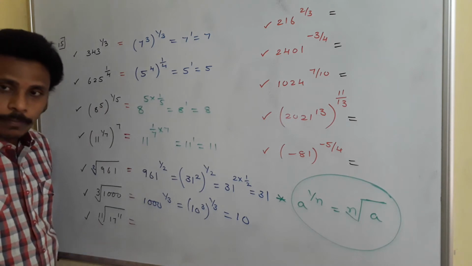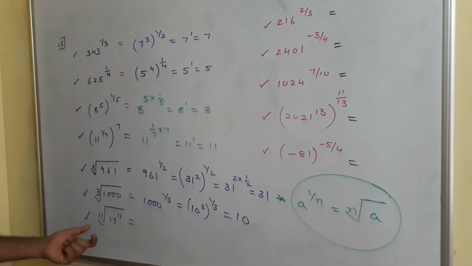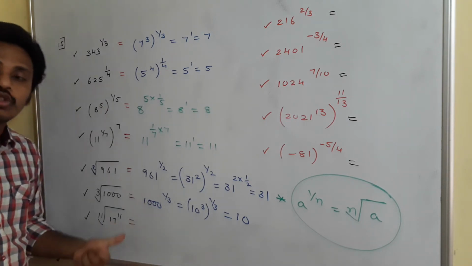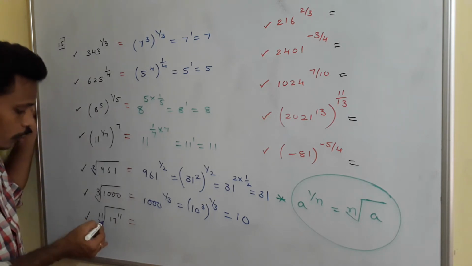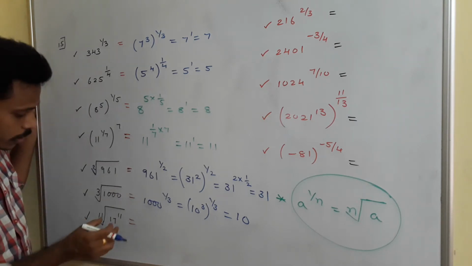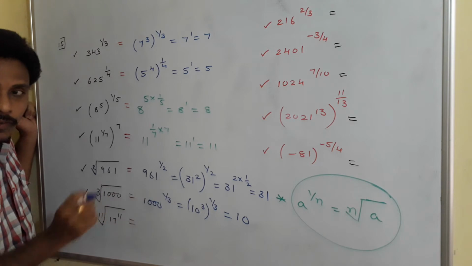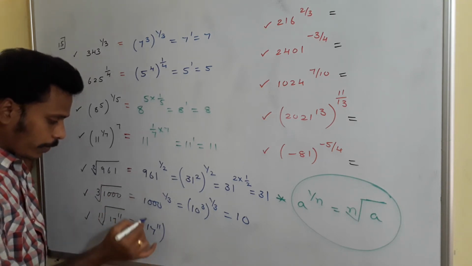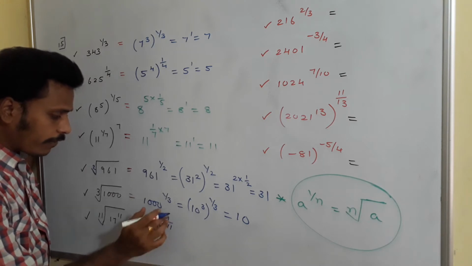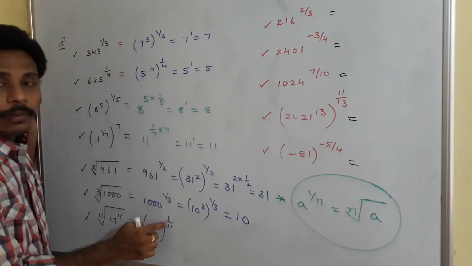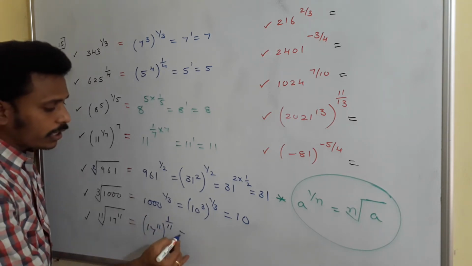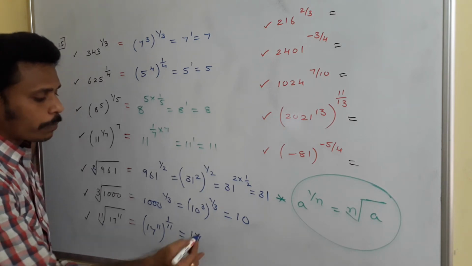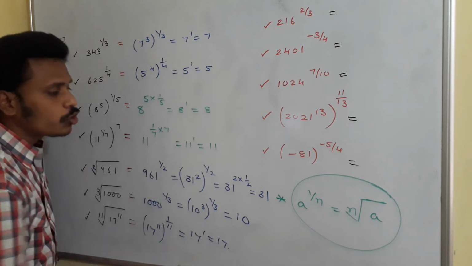There is this problem. Now think about the 11th root of 17 to the power 11. This 11th root will give you the inner term to the power 1 by 11. Okay? So what is the inner one? 17 to the power 11, whole to the power 1 by 11. And 11 and 1 by 11, if you multiply, give you 1. So 17 to the power 1, and 17 is your answer.